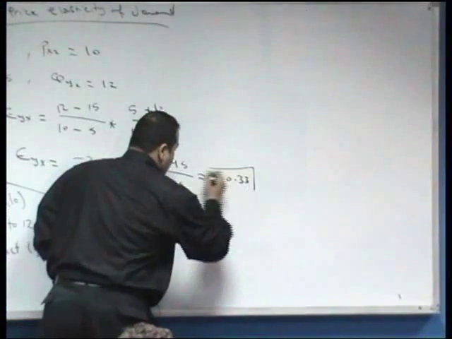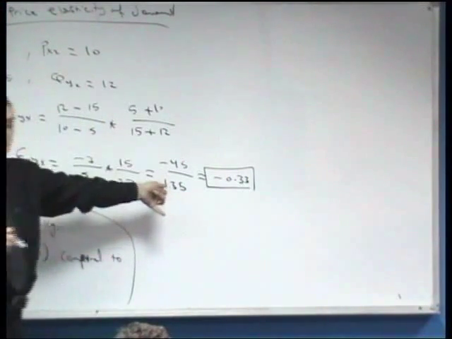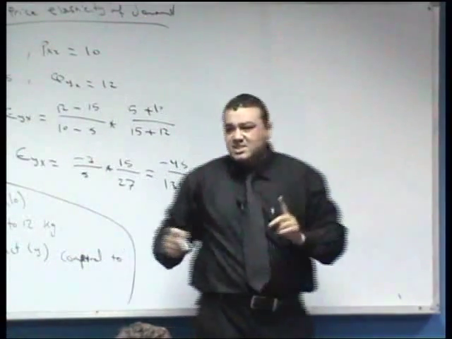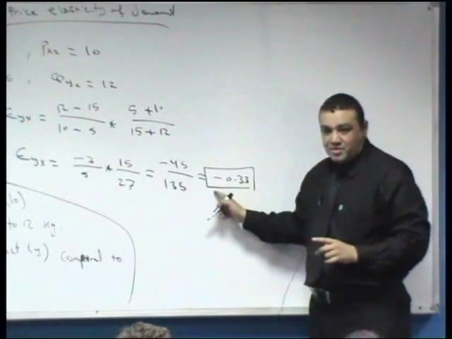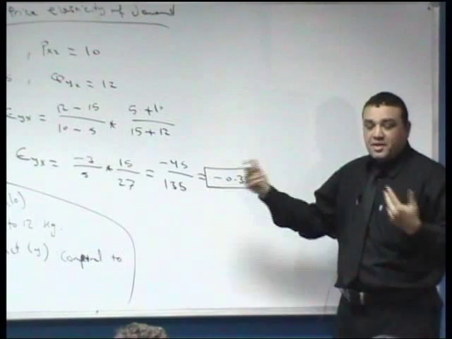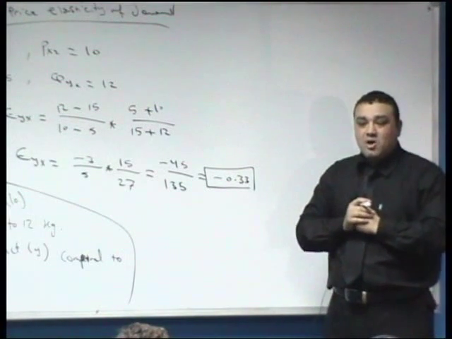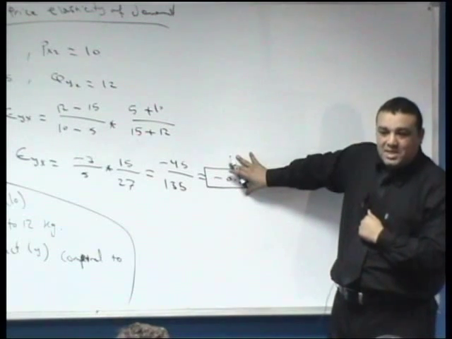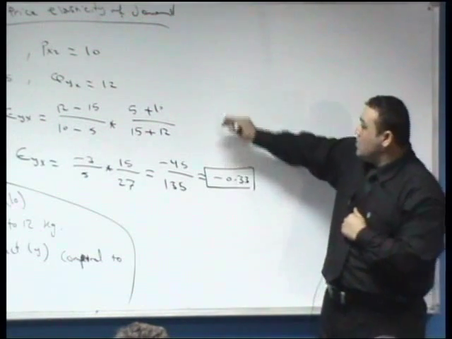0.33. So as you see, the sign of the cross price elasticity of demand is minus, or negative. So these two products are what? Complement. Right? And the demand is what? Inelastic.